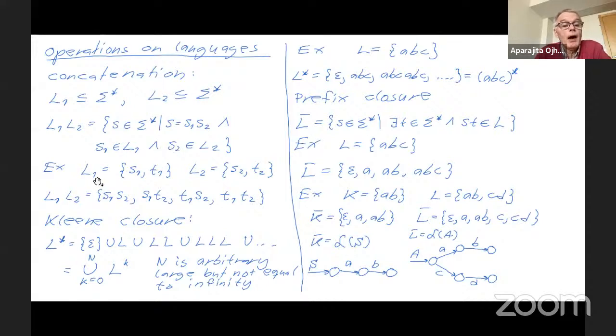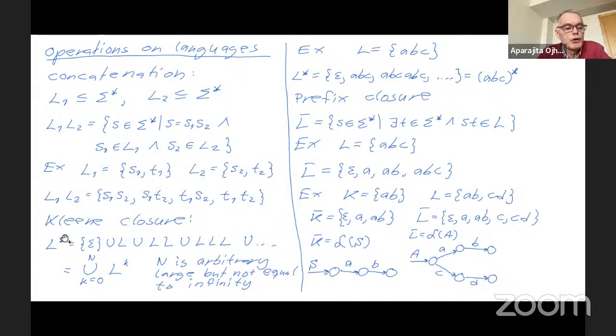In our simple example, L1 includes only these two strings. They are not events, they are two strings. First S1 and T1, and in L2 the strings S2 and T2. The concatenation of these two languages includes S1 followed by S2, and also S1 followed by T2, and T1 followed by S2, and T1 followed by T2, and all these you see here. So this is the concatenation of two languages.